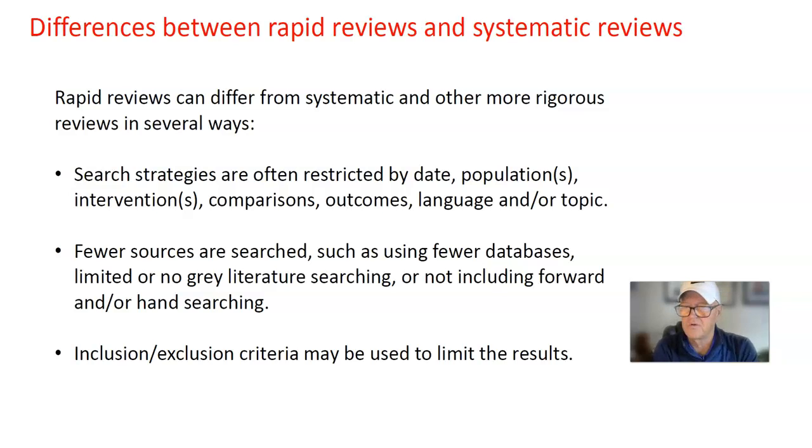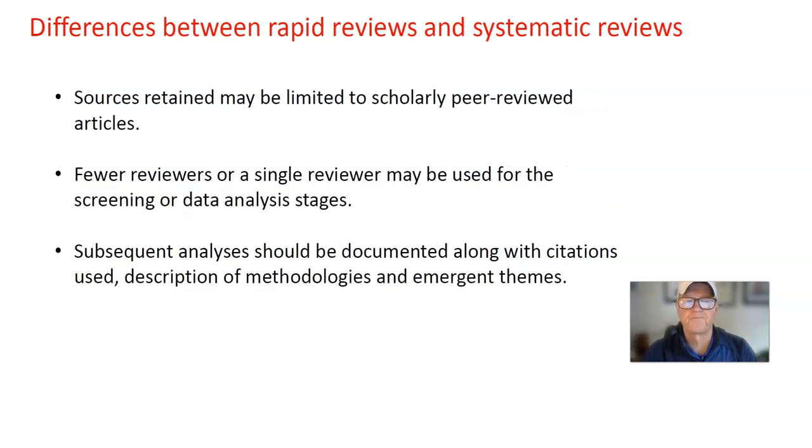You usually don't move into the gray literature or include forward or hand citation hunting as part of a rapid review. Inclusion and exclusion criteria, normally used in systematic, scoping and other types of reviews, may be used to limit results, or maybe not. Sources retained may be limited to, maybe in this case, just scholarly peer-reviewed articles. Look at the assignment to know what you're supposed to look for and what the outcome is as well.